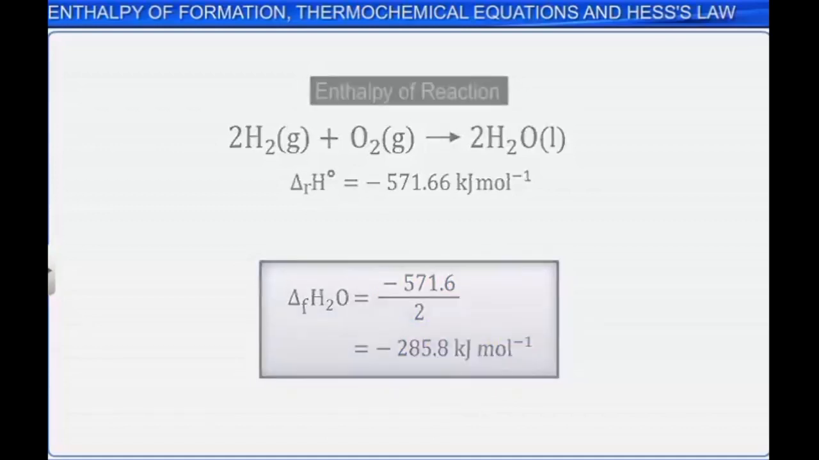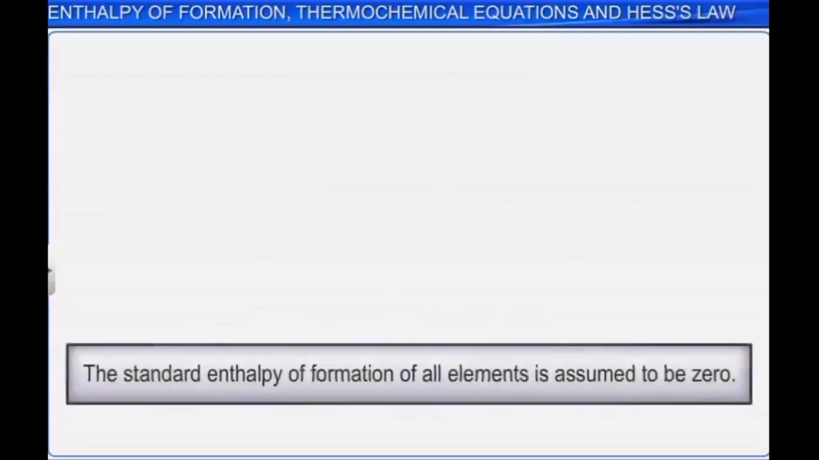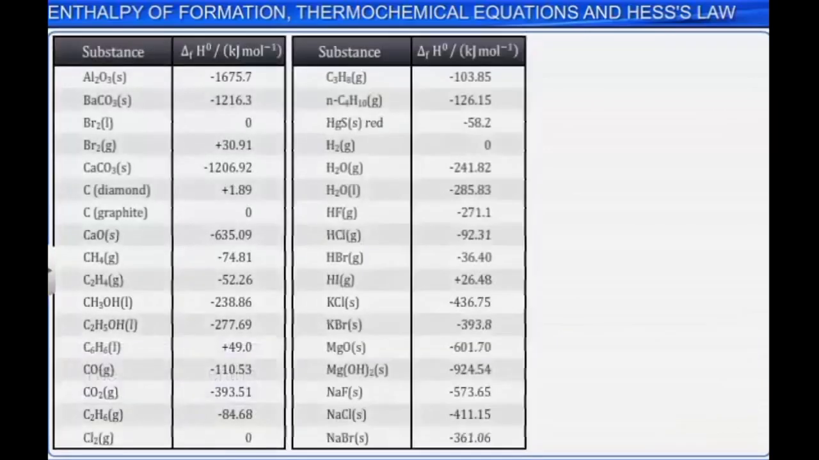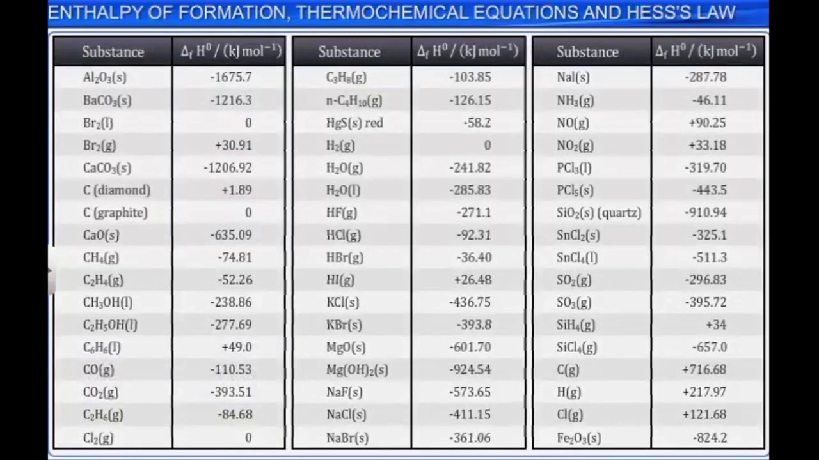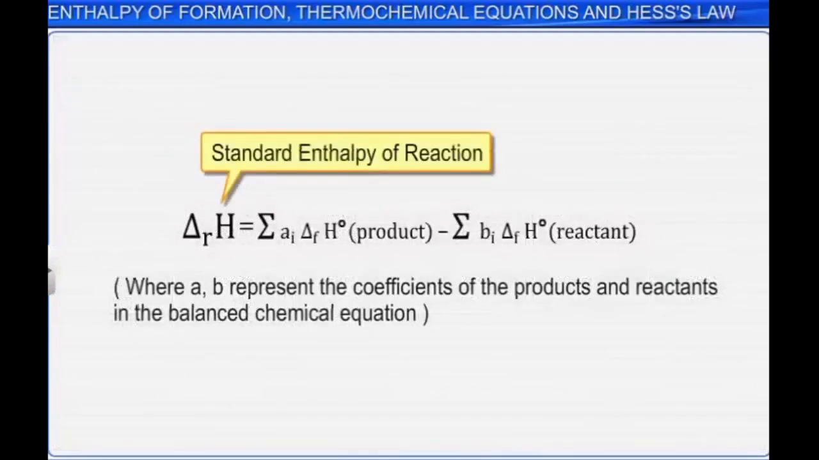By convention, the standard enthalpy of formation of all elements is assumed to be 0. We can calculate the heat of reaction under standard conditions from the values of standard heat of formation of various reactants and products. The standard enthalpy of reaction can be calculated as the sum of standard enthalpies of formation of products minus the sum of standard enthalpies of formation of reactants. Let's see how we can apply this formula.